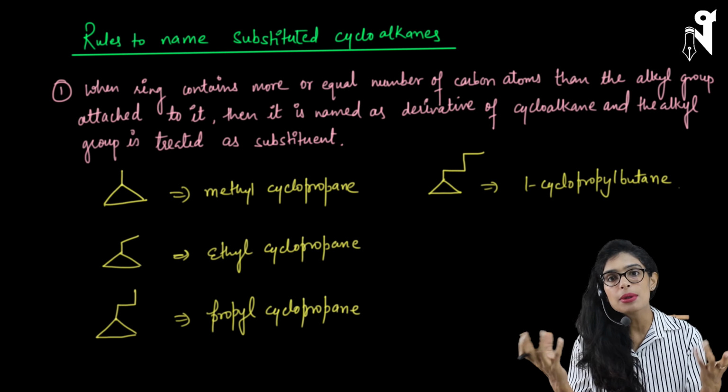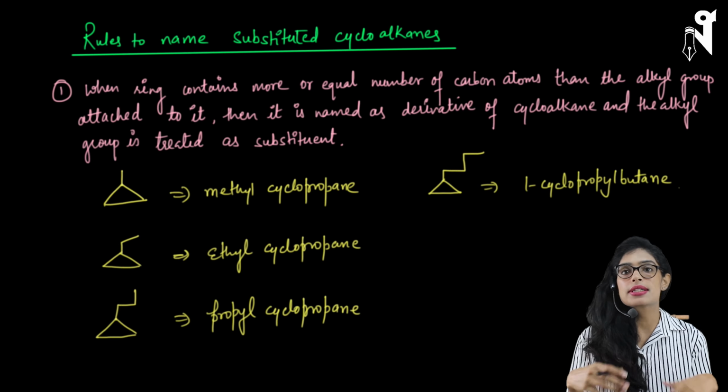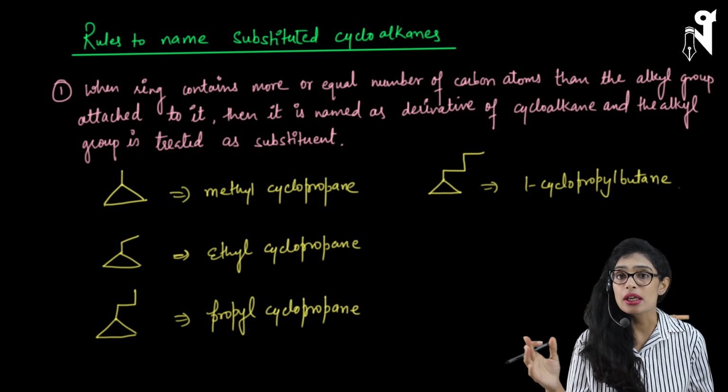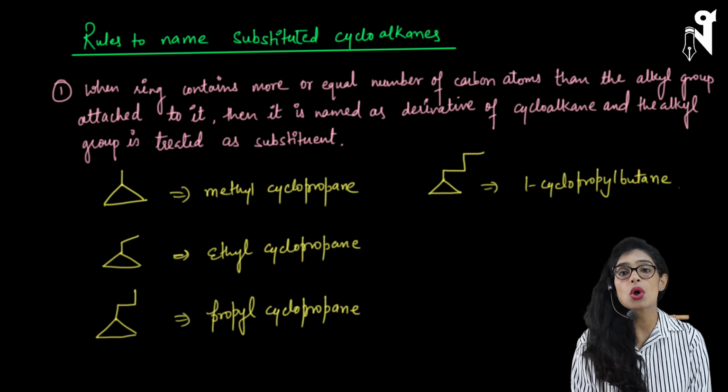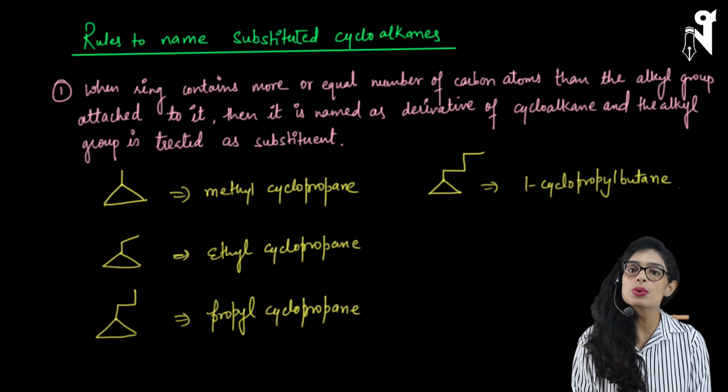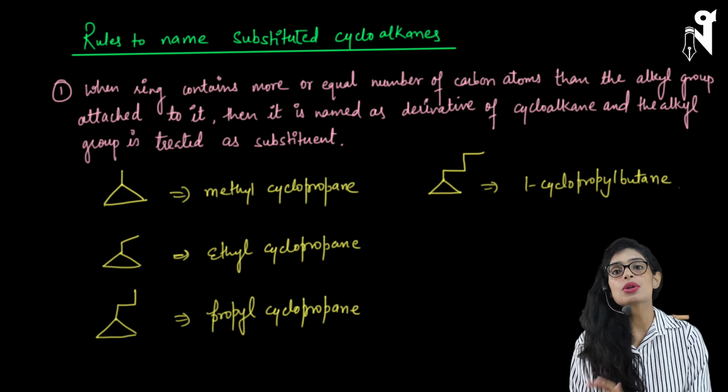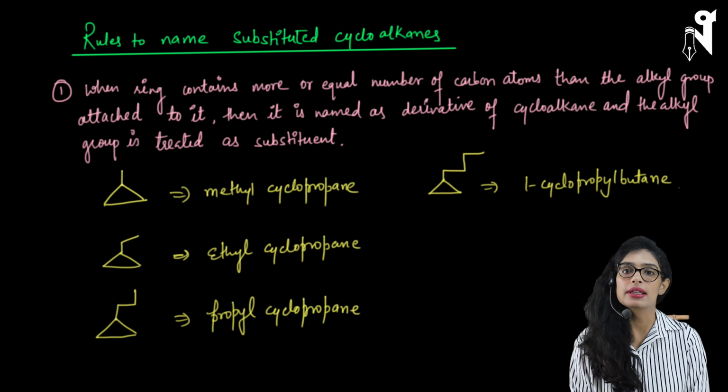Substituent means anything it can be. It can be a carbon chain, it can be a functional group, it can be anything. So there are no substituents present on these cyclic rings, what we have discussed just now. And now we'll be talking about the cyclic chains where there are some substituent groups present. If there is a substituent group present, how to name the cyclic chains?